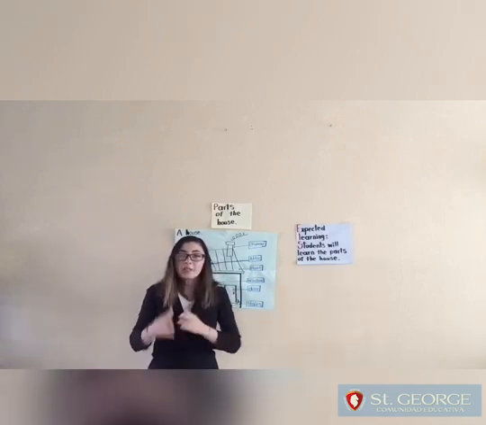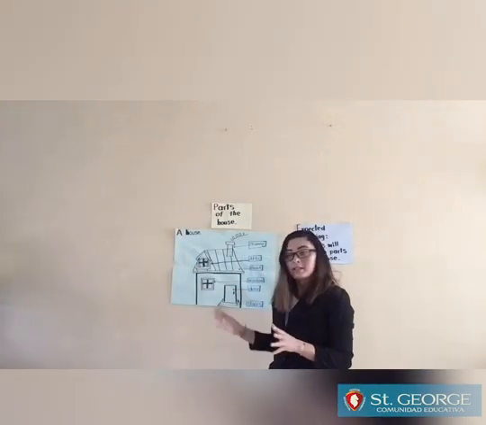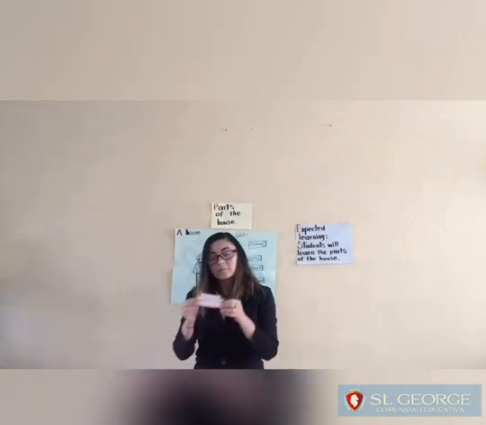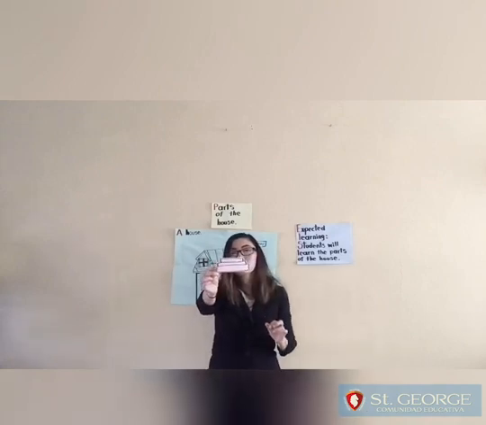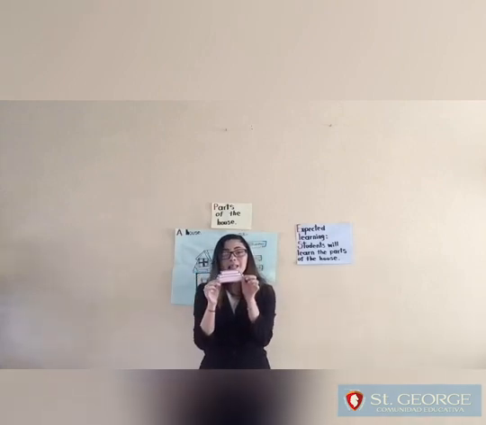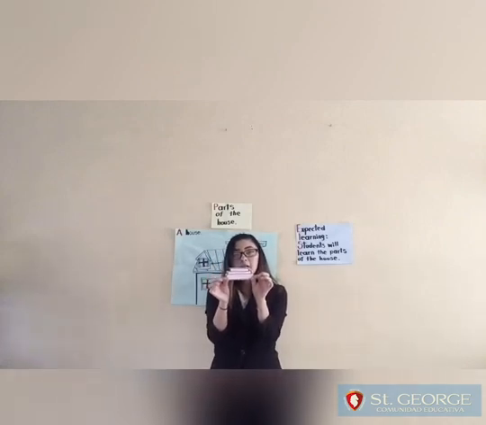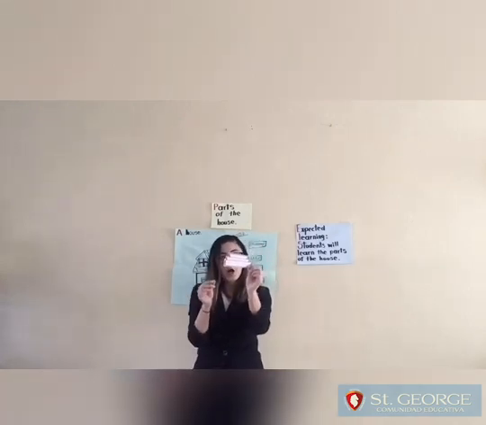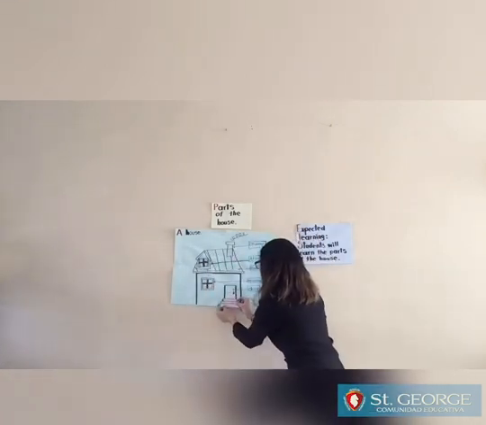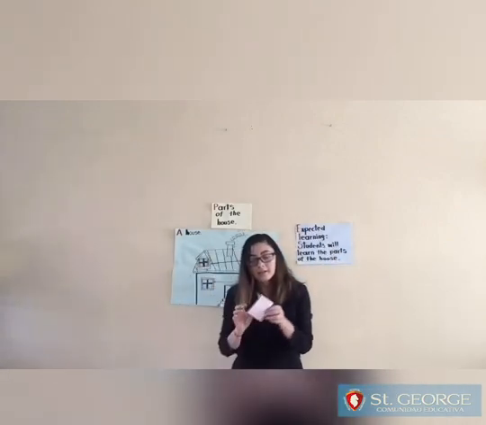Okay, so now I have the parts of the house. I draw the parts of the house, and I need your help to put each part in the correct place, okay? So for example, here, remember what's the name of this part of the house? The first letter is S. Remember? Come on, you can. Stairs. Good job. Stairs. So let's pass here.